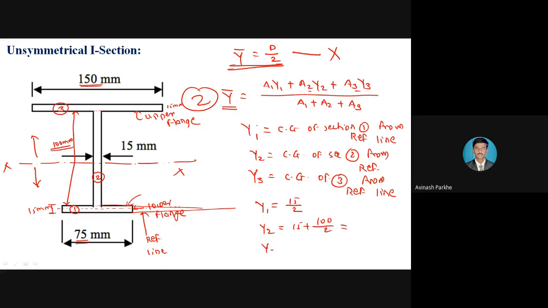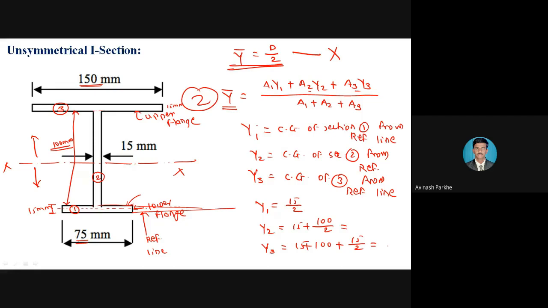Then what will be your Y3 distance? Now please tell me. From the bottom side, take all the distance. 15 mm you have to take, plus 100, plus 15/2. Correct. That means whatever the CG we are calculating for each and every section, that CG should be calculated from the bottom reference line.